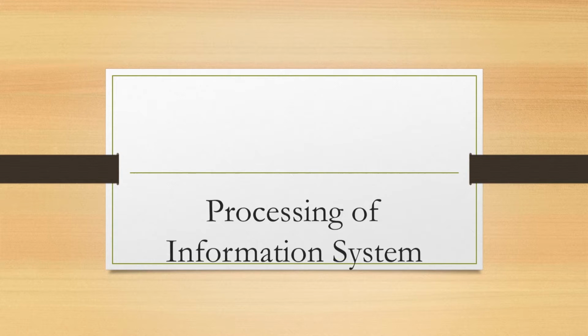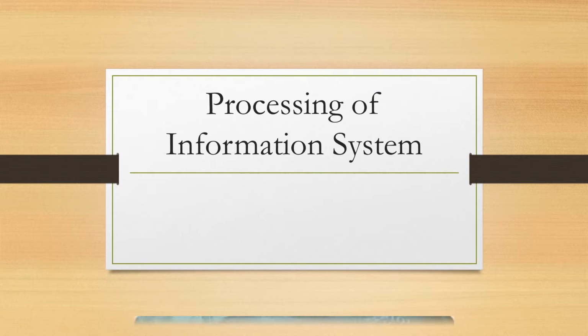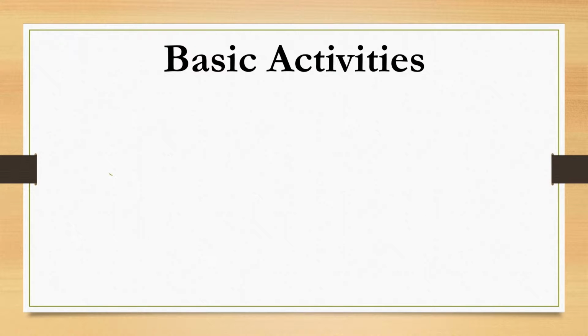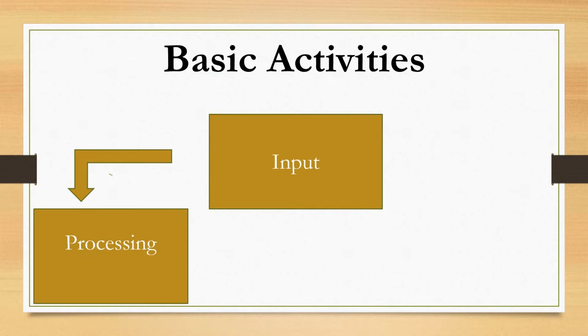Hello learners, in this lecture we will get some understanding about the processing of information system. Three activities in an information system produce the information that organizations need to make decisions, control operations, analyze problems and create new products or services. These three basic activities are input, processing and output.